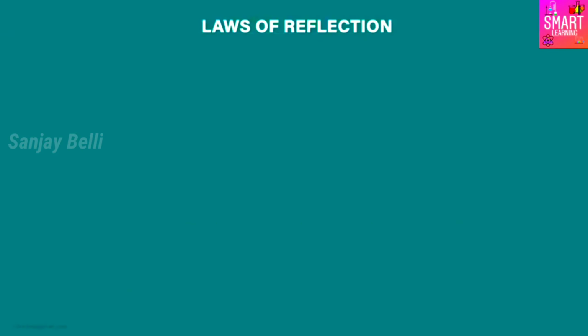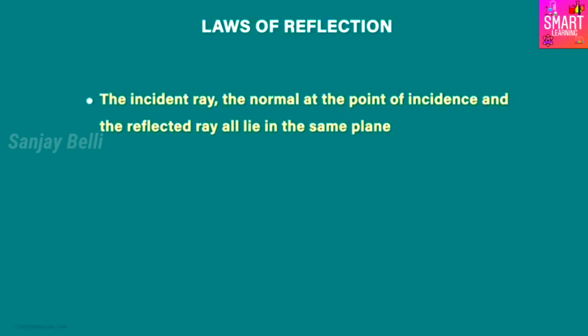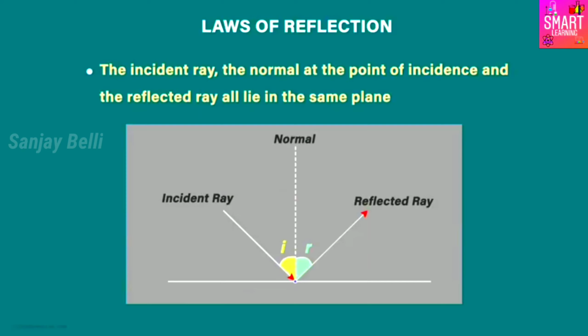What about the second statement? The second one tells us that the incident ray, reflected ray and normal all lie in the same plane. So if I draw the scenario on a piece of paper, I will get this. The incident ray, reflected ray and the normal, all three are in the plane of the paper. The second law tells us they will always be on the same plane.